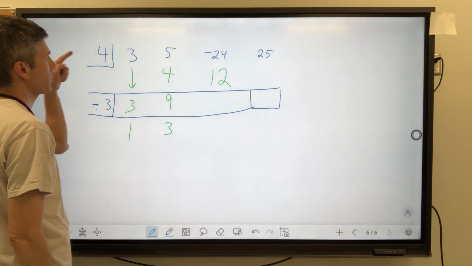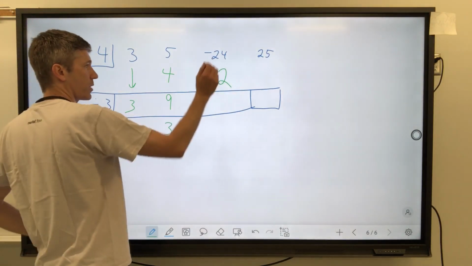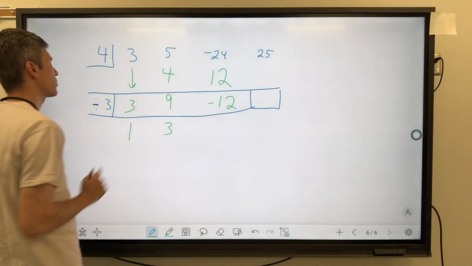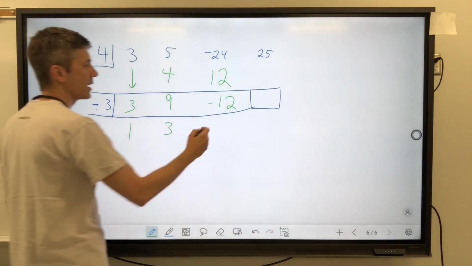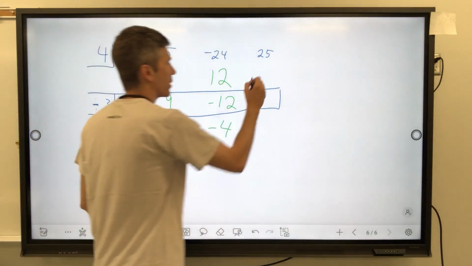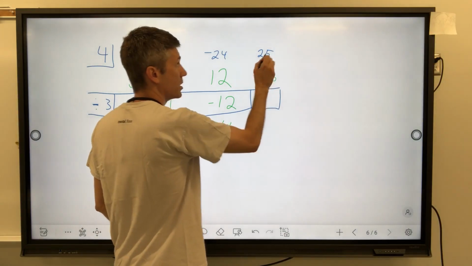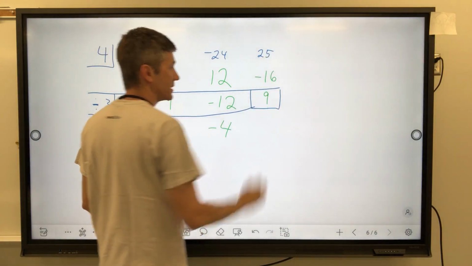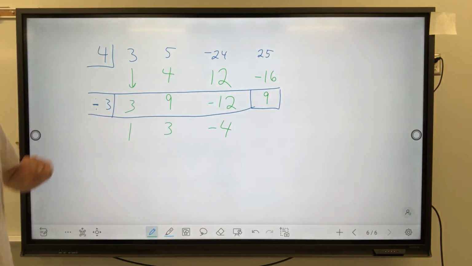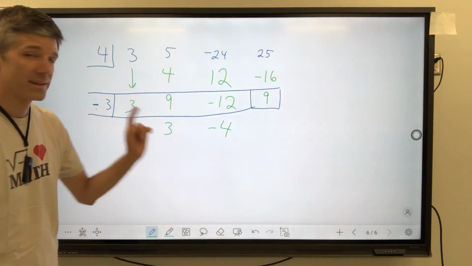Always going to be multiplying by this up here. So negative 24 plus 12 is negative 12. Negative 12 divided by 3 is negative 4. 4 times negative 4 is negative 16. 25 minus 16 is 9. We will not divide the remainder by 3, even though it is divisible by 3. That is indeed our remainder.